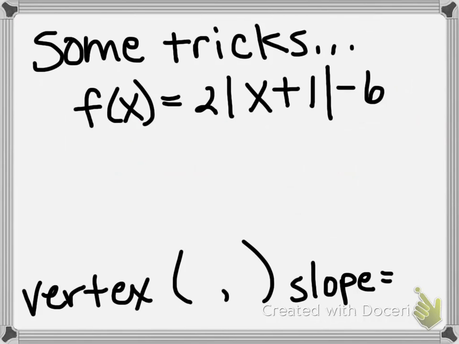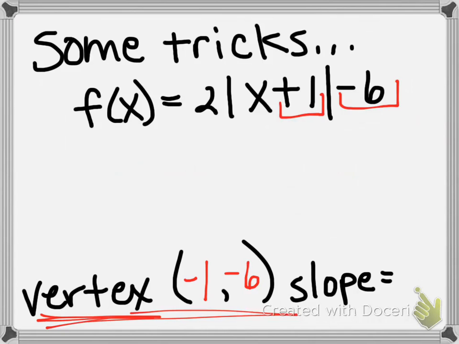Okay, now I have some tricks for you. And they're really pretty straightforward. This is going to be moved to the left 1, so I'm going to put left 1 right there. And this is going to be moved down 6, so I'm going to put down 6 right there. What this does for me is it tells me the vertex of my absolute value graph. And the slope is right here, so the slope is 2.